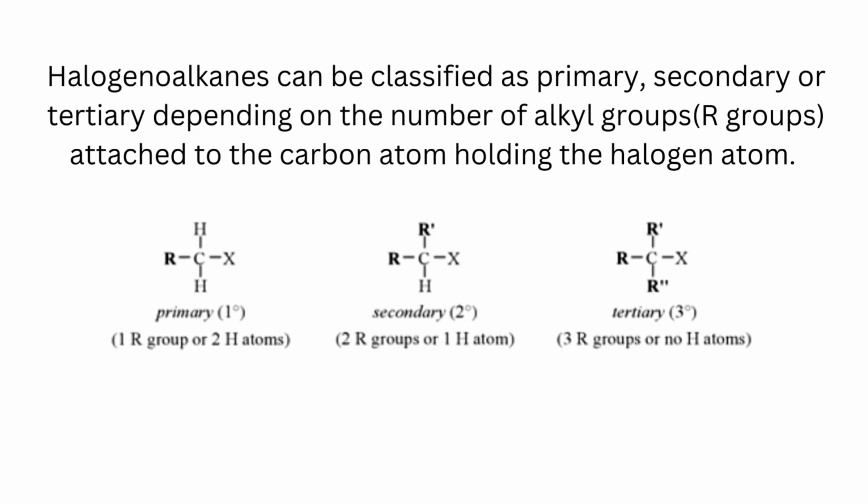Halogenoalkanes can be classified as primary, secondary or tertiary depending on the number of alkyl groups, R groups, attached to the carbon atom holding the halogen atom. As you can see here, the first one is primary, 1 R group or 2 hydrogen atoms. Secondary, 2 R groups or 1 hydrogen atom. Tertiary, 3 R groups or no hydrogen atoms.